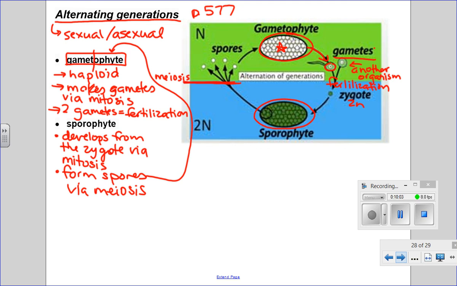The gametophyte produces gametes. The sporophyte produces spores. So they're named for what they produce, not what develops into them. And that's an important point to note because sometimes people will mix that up. Now, does anyone want to ask any questions about any of the vocabulary that's on here? So I'm just going to pause.